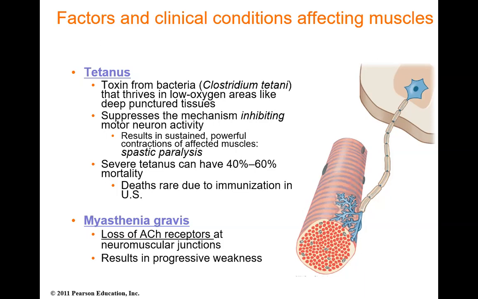And so if this toxin starts to break down those inhibitory neurons, your central nervous system is going to start sending a lot more motor stimuli out your motor neurons, and therefore your muscles are going to be triggered to start contracting uncontrollably. And so again, this is spastic paralysis. Your muscles are contracting and they just can't relax.